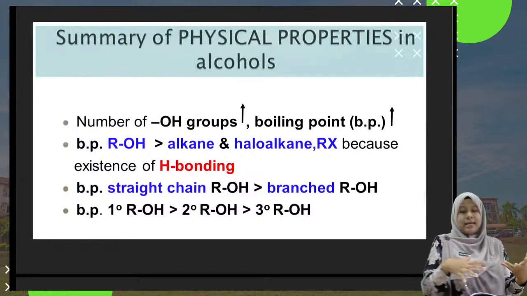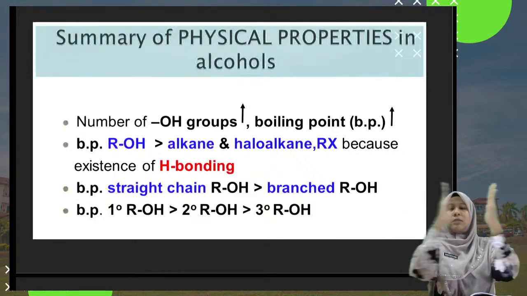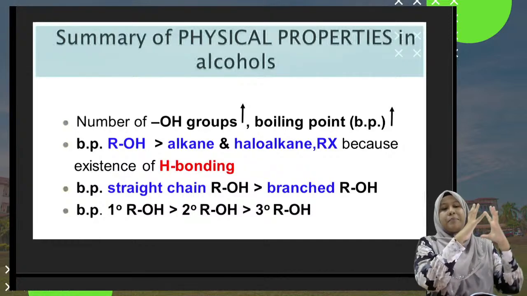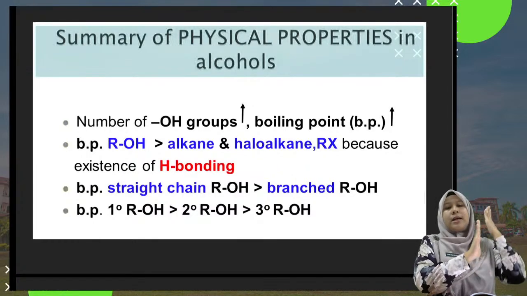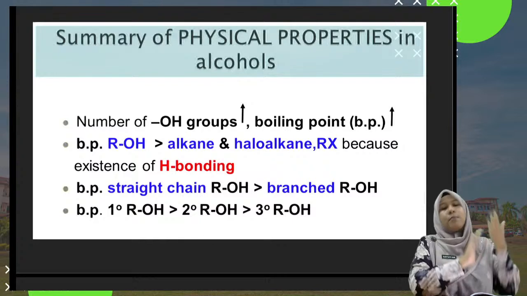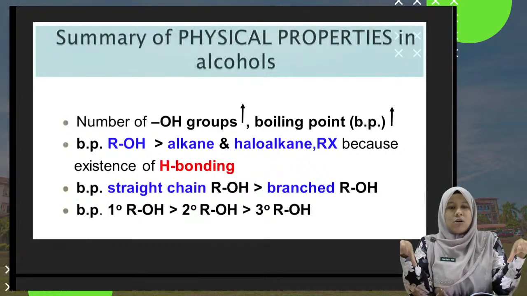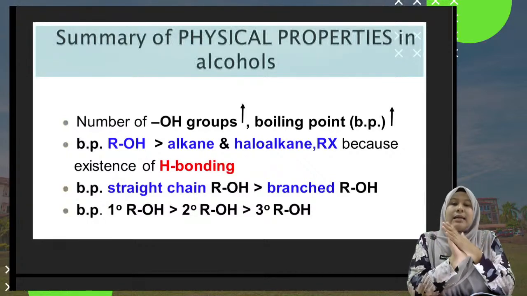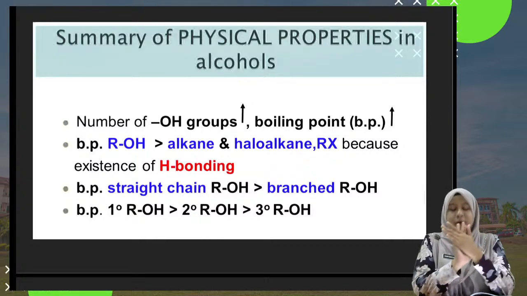Compare kepada cyclic, kalau cyclic ni dia planar. So bila planar, macam tapak tangan bertemu tapak tangan. So jadi bigger surface area. So lagi besar dia punya surface area, maksudnya kita nak break bond tu lagi susah. So bila nak break bond lagi susah, boiling point dia lagi tinggi. So kalau kita compare dari segi structure untuk alcohol, kalau dia contain same number of OH, for cyclic is higher boiling point compared to straight chain, compared to branch.